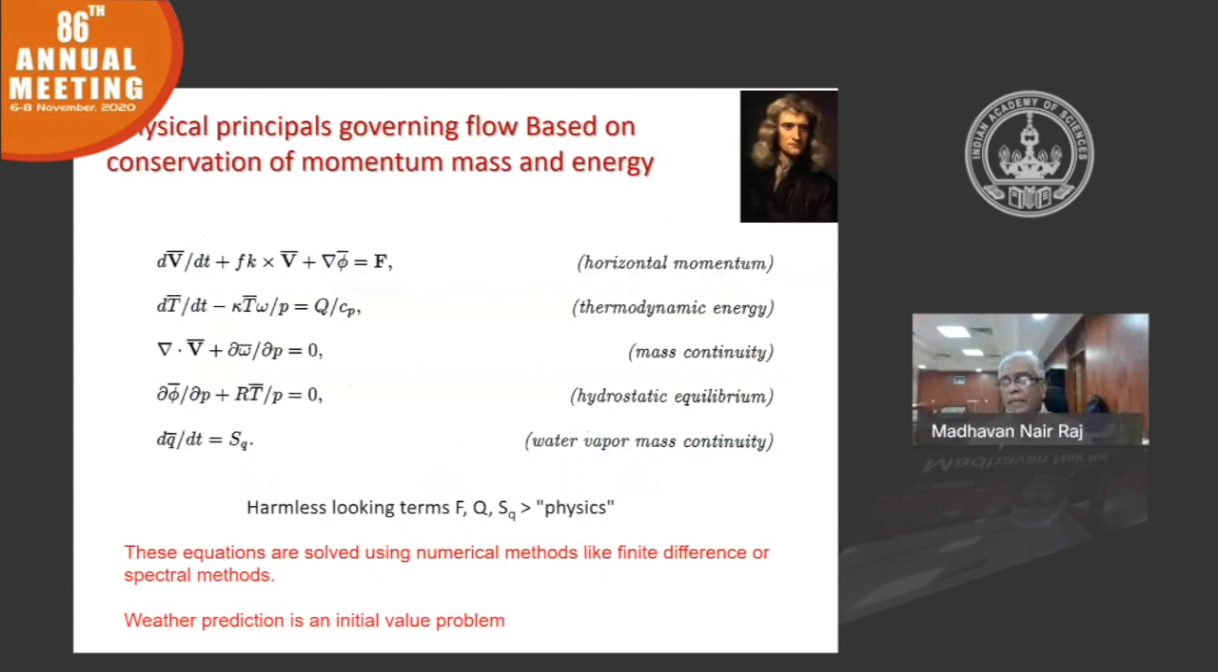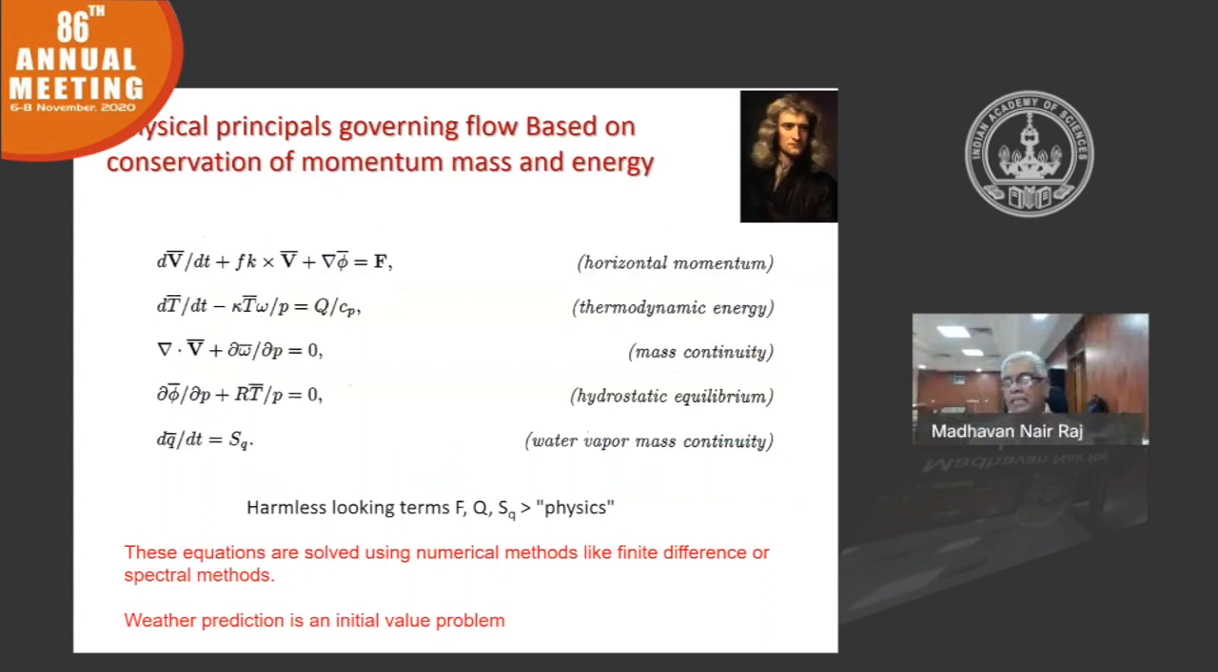These are the basic mathematical equations we solve in numerical weather prediction, nothing but conservation of momentum, mass, and energy. And these equations are nonlinear partial differential equations. So we don't have an analytical solution, so we use numerical methods like either finite difference or spectral methods to solve these equations. We take the input, then integrate it for future time, solve these equations and get a solution. So that's what we do.